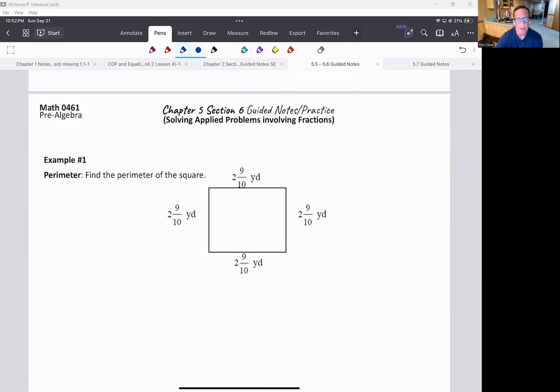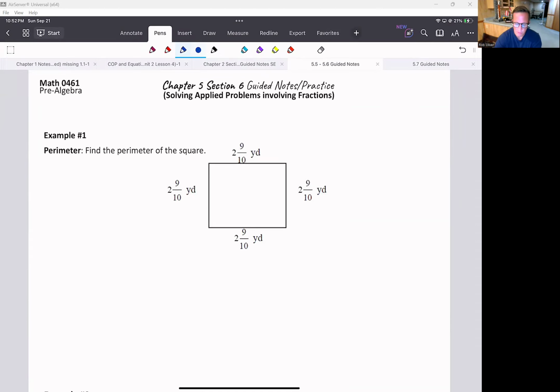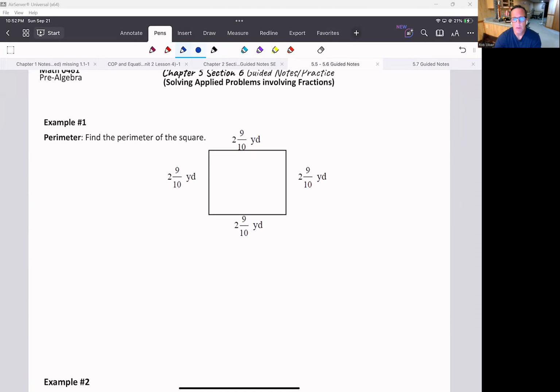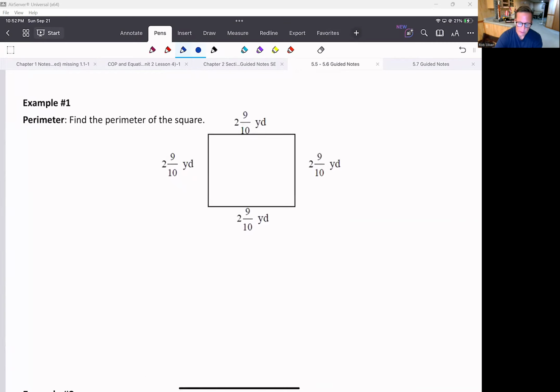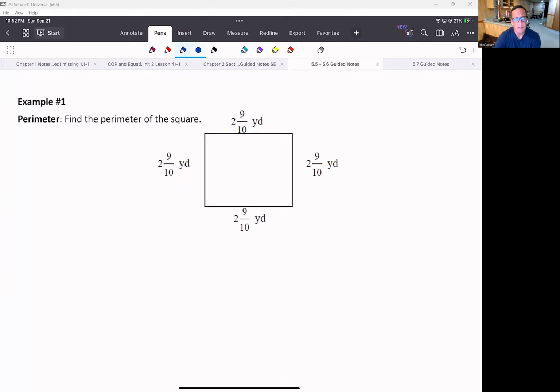Okay, let's get started on section 6 in chapter 5 here. This is all about applied problems, just kind of word problems, application problems that involve fractions. Okay, so the first example, it says find the perimeter of the square.